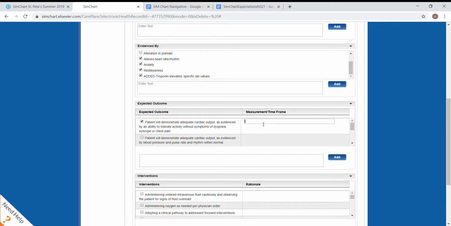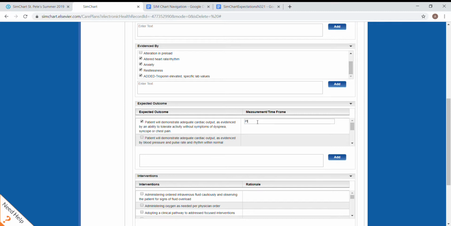So SMART goals is something that you need to look into and make them very patient specific. It needs to be measured, it needs to be attainable. The patient needs to have a realistic time frame for them to be able to achieve these goals. So if the patient is not ever going to be able to tolerate activity without signs and symptoms of dyspnea, then you need to make it something that's realistic for them.